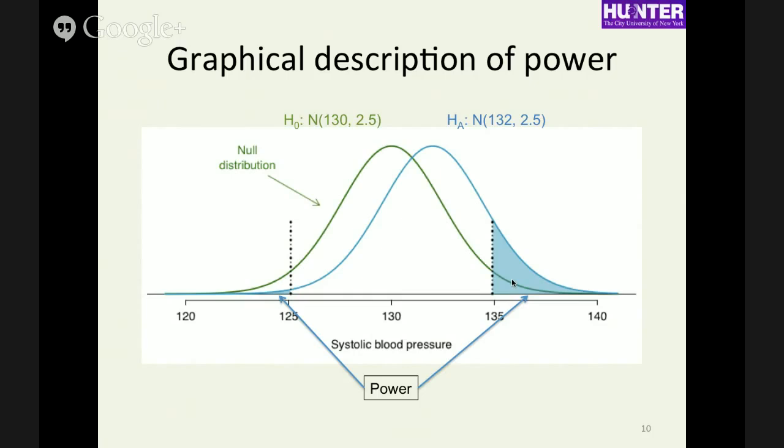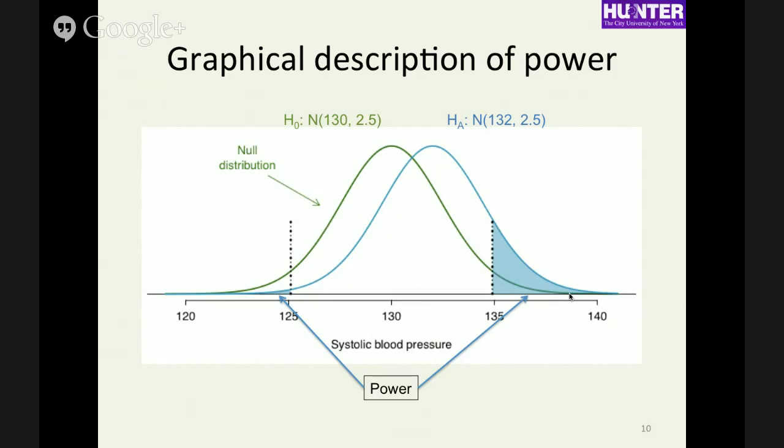So this overlap that you see here: the lines are drawn according to the null hypothesis at, say, z-scores of minus 1.96 and 1.96 under the H0 distribution, but then the power is calculated using this alternative distribution.